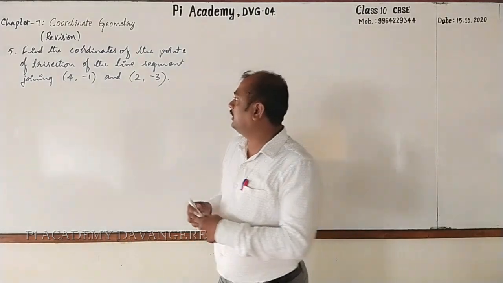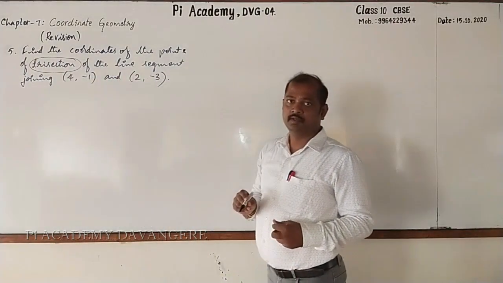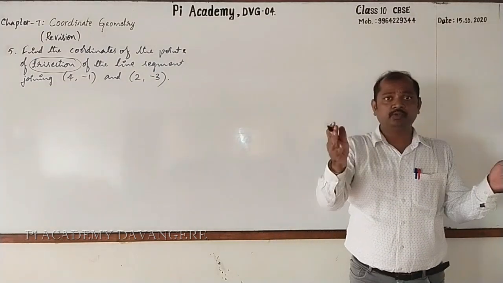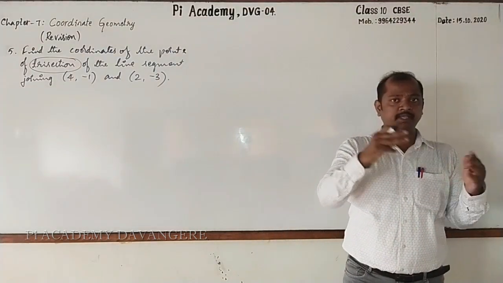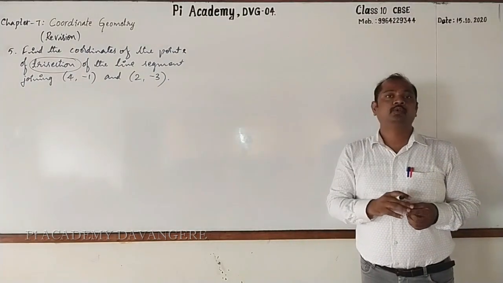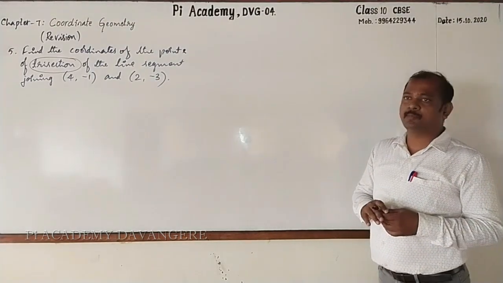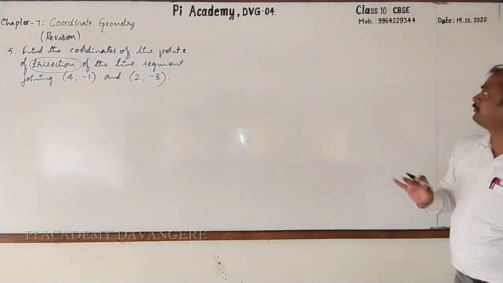Here we have the word trisection. What is the meaning of that? It means dividing into 3 parts. Bisection means dividing into 2 parts. Quadrisection means dividing into 4 parts. Just I'll give you some information regarding this.